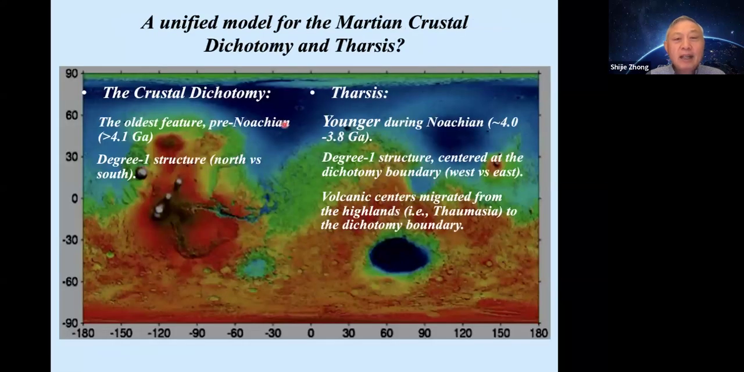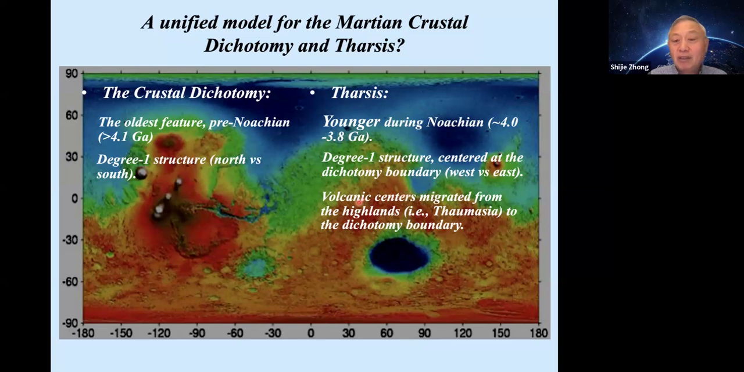So now let's ask a question: can we explain the Martian crustal dichotomy and the Tharsis in what we call a unified model? Well, we already talked about the crustal dichotomy, right? It's the oldest feature on Mars, a degree 1 structure, but it's north versus south. And Tharsis is a degree 1 structure, but is younger, though not by much, right? It's also sort of a dichotomy, the western hemisphere versus the eastern hemisphere, okay, right?